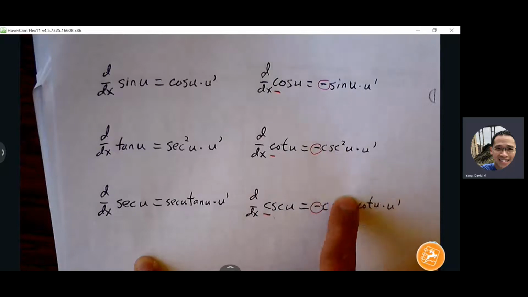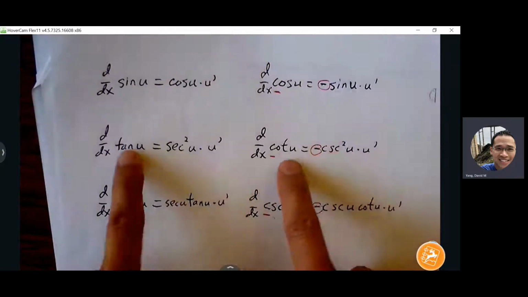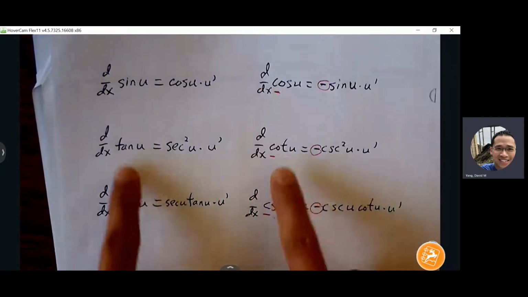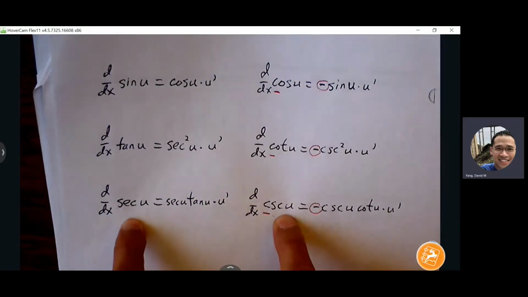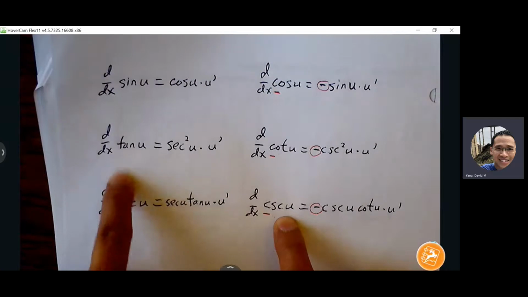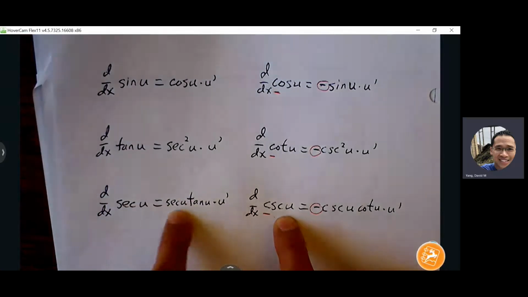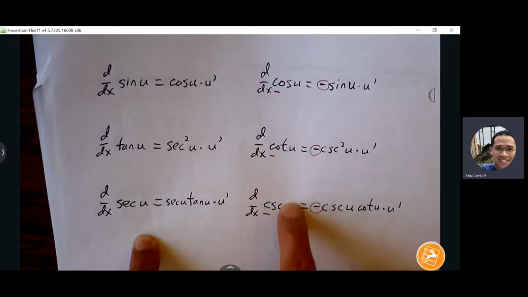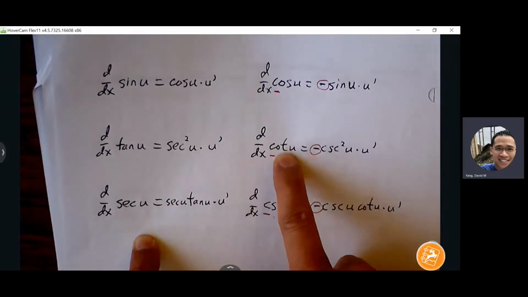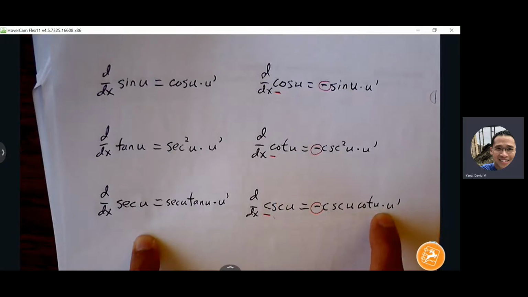Cotangent, we're just going to take that cosecant and square it, right? Very similar pattern between tangent and cotangent. Just look at the function below and square it. Secant's derivative is just the one above it and itself. So secant u tangent u times u prime. Same thing with cosecant. Cosecant's derivative is just itself and the one above it. Negative cosecant u cotangent u times u prime.